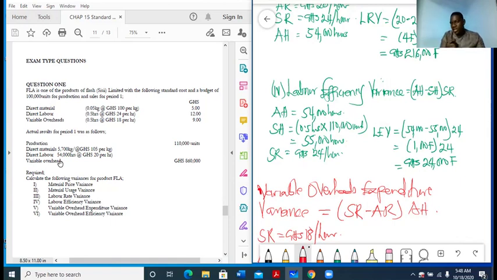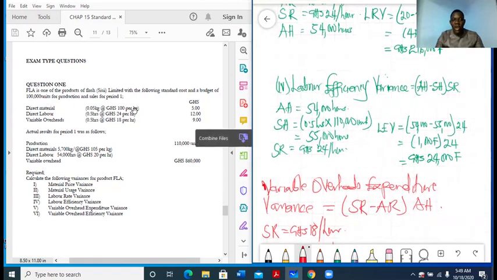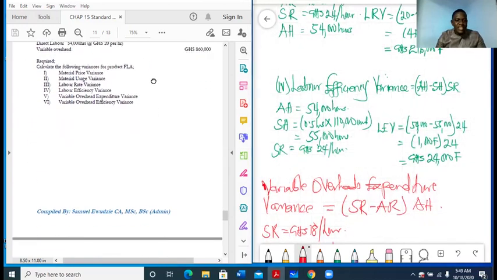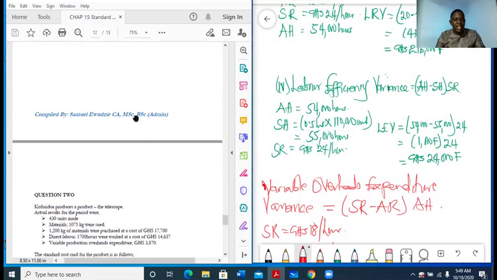We've been able to beat down the number of hours. So it's favorable. So that's why we have 54,000 minus 55,000 times 24. So the difference gives us a favorable variance. That's why we have the F there, times 24. That gives us the total labor efficiency variance. Okay, good. So this is how we go about it. Now let's take the next question.